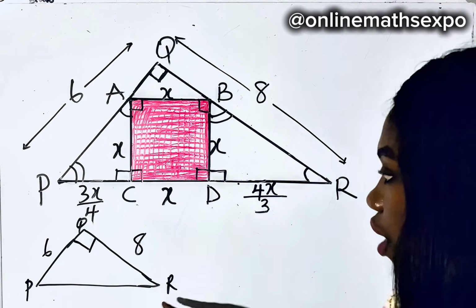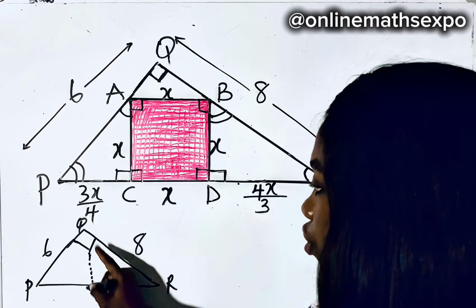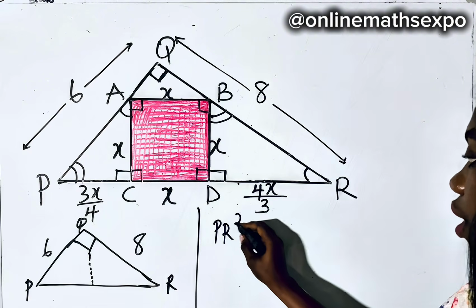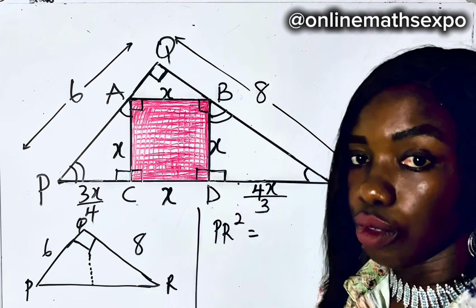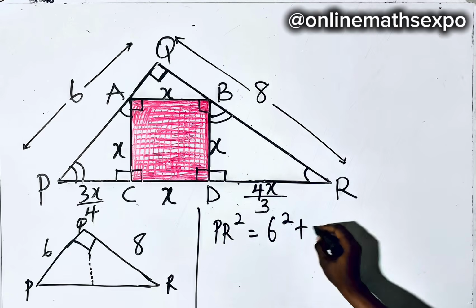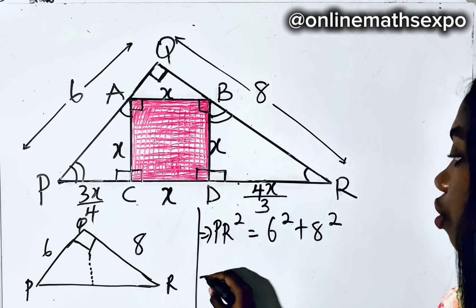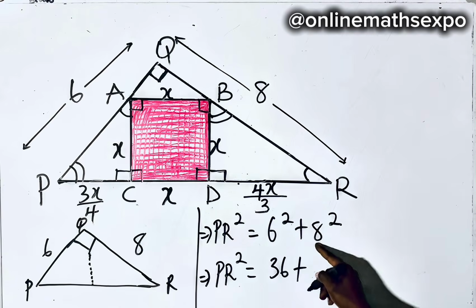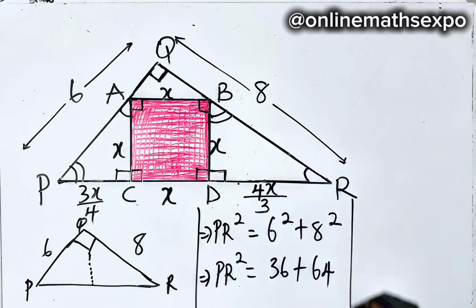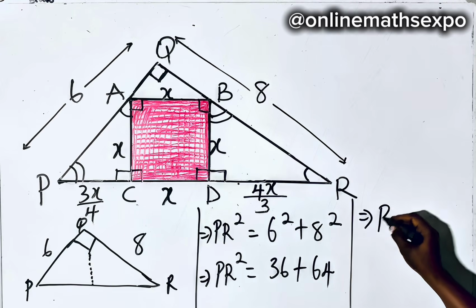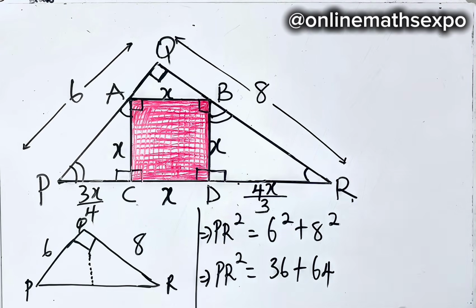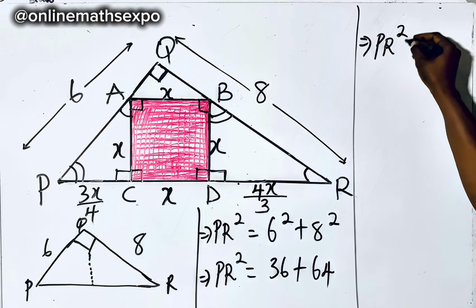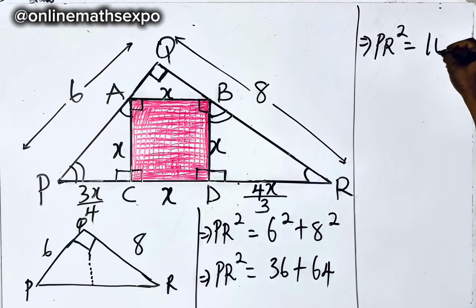To find length PR, remember that the side that is opposite to the right angle is the longest. Applying Pythagorean theorem, PR squared should be equal to the sum of the squares of these two legs. So we have 6 squared plus 8 squared. 6 squared will give us 36. 8 squared will give us 64. So we are going to now have PR squared is equal to, add this, it gives you 100.